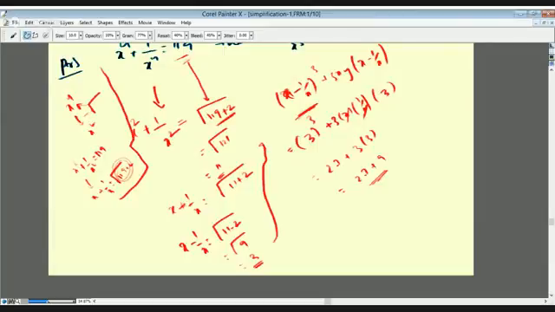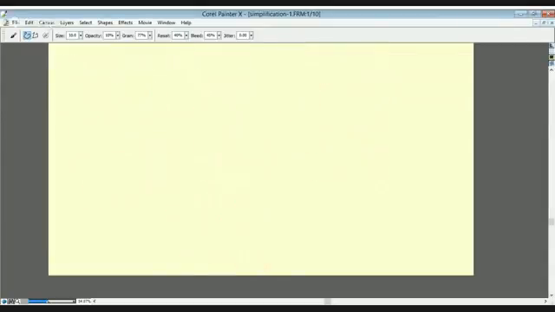Try to do this problem. Okay. Then go to the next problem that is given.